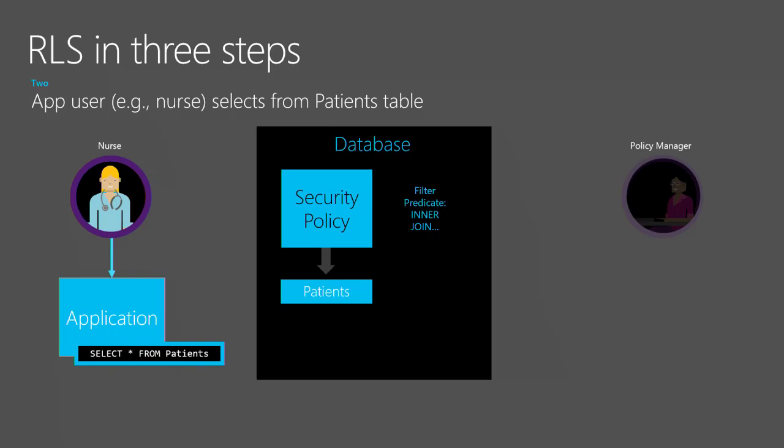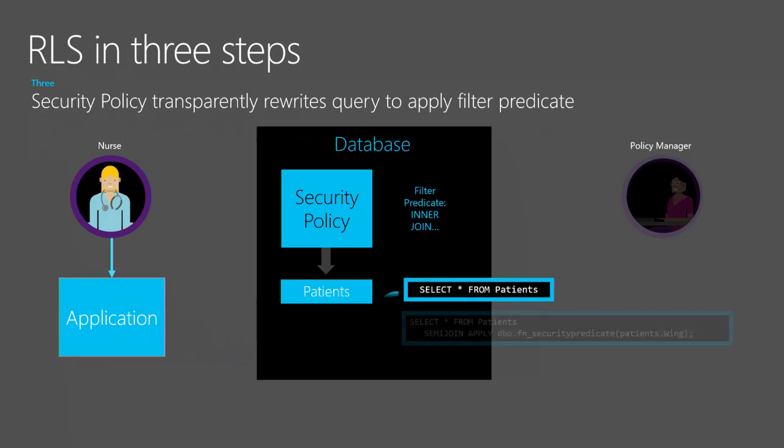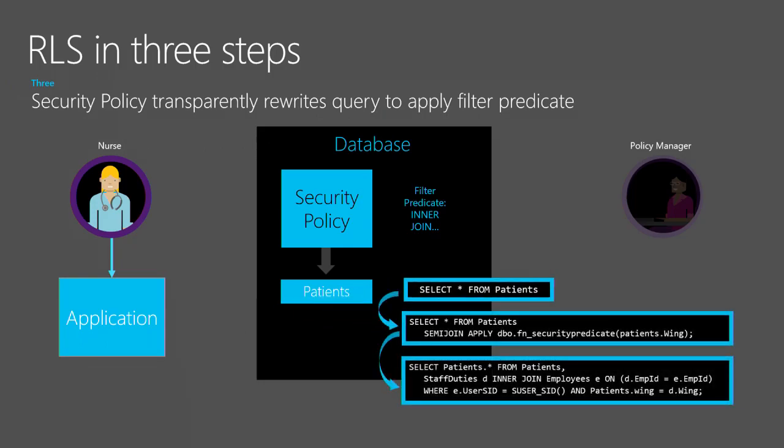And a nurse might say, give me all the rows from the patient's table. No one's told her that this is bad for performance. She just does it. Go and get all the rows from the patient's table. And under the hood, SQL Server is going to apply this predicate function, right? So this is going to happen, thank you, David, this is going to happen automatically.